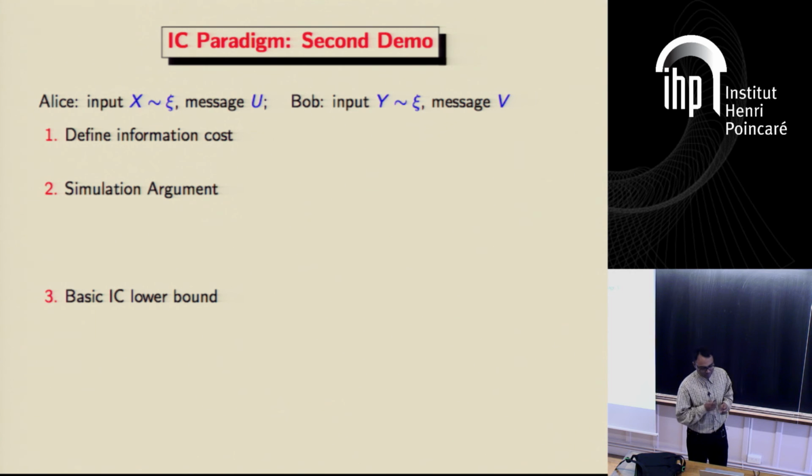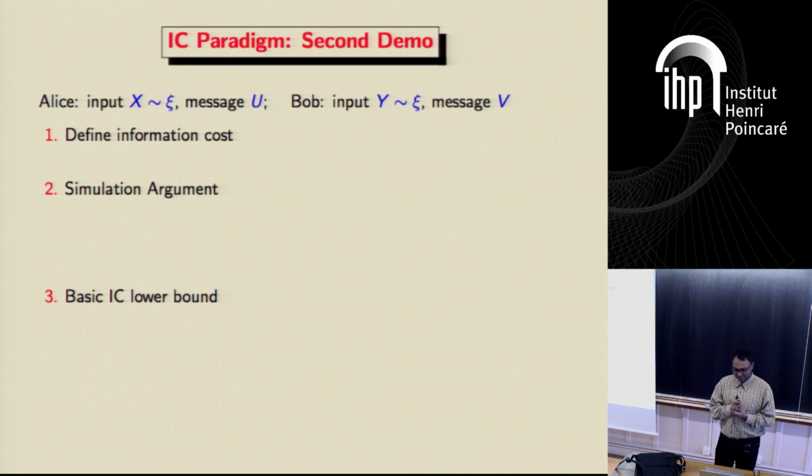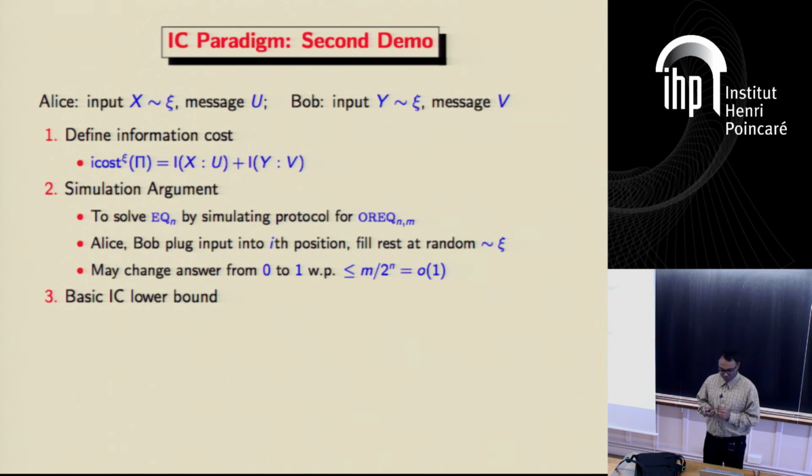Let's see how we use the paradigm in that paper. Now let's say that Alice gets random input x and sends a message u, Bob gets y and sends v. We're going to define the information cost as mutual information between x and u and between y and v. Again, the most natural definition. What does Alice reveal plus what does Bob reveal?